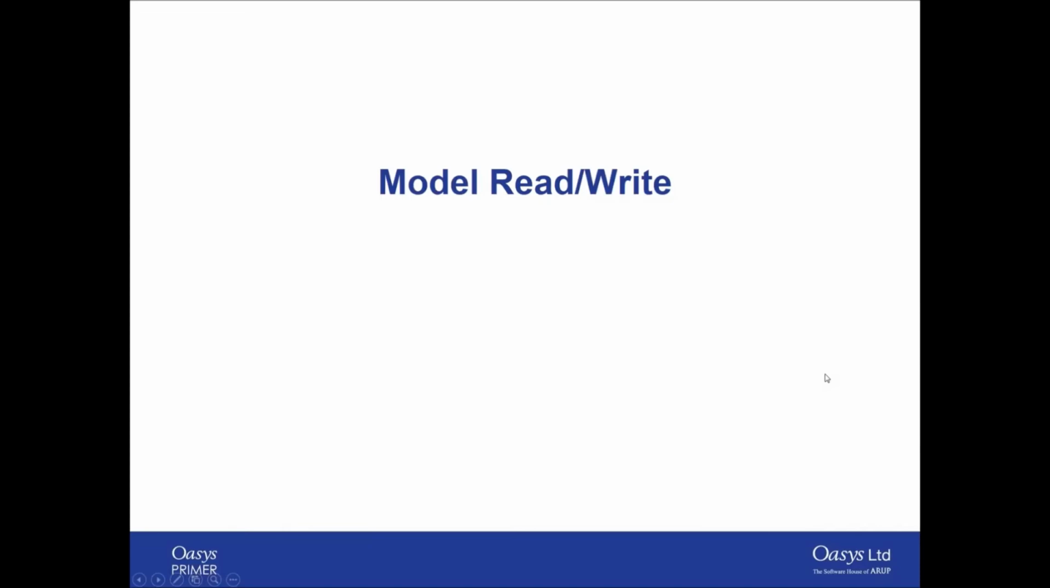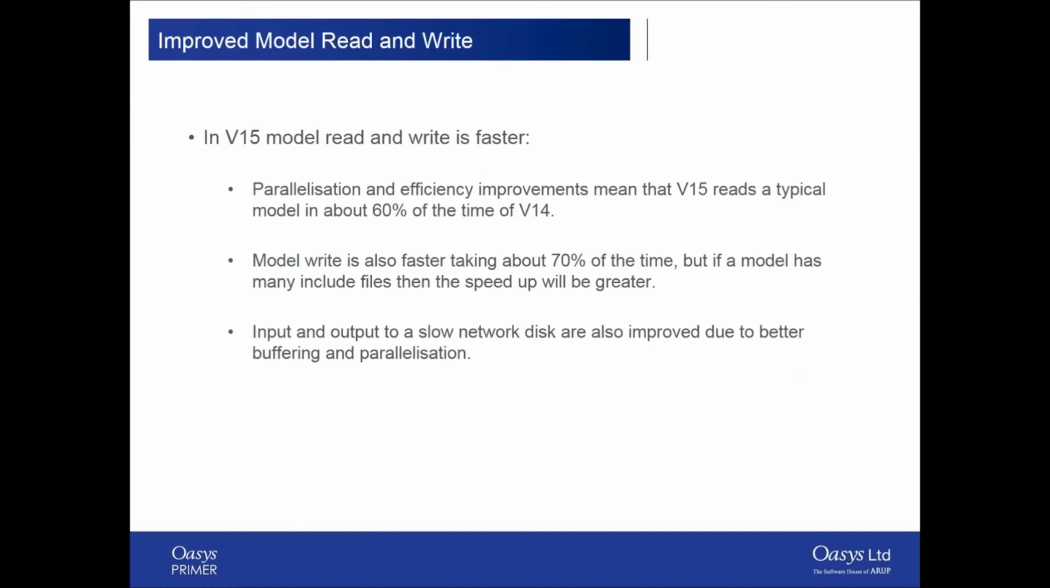So just moving on to model read and write. In version 15, model read and write is faster. Parallelization and efficiency improvements mean that version 15 reads a typical model in around 60% of the time of version 14. Model write is also faster, around 70% of the time as in version 14. However, if your model has many, many include files, then the speed up will be greater than that.